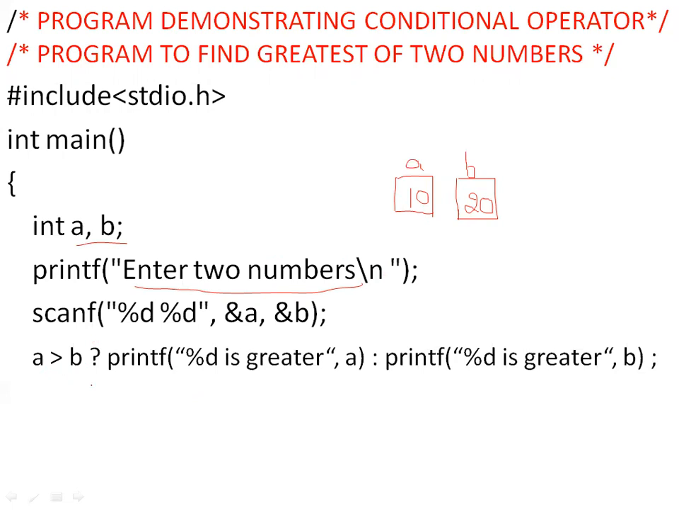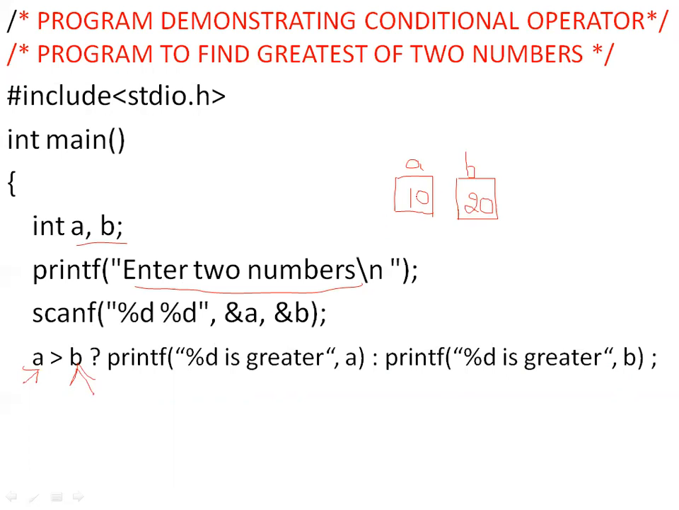If A greater than B is true, what does it mean? A is greater. So in the true part of this statement, you write a printf statement: printf %d is greater, comma A. If this condition is false, what does it mean? B is greater. Then it goes to the second printf statement, where I am printing %d is greater, comma B, the number I am trying to print in the output.